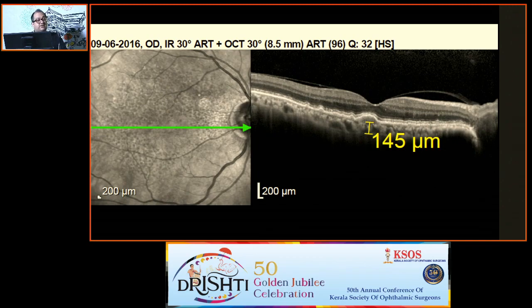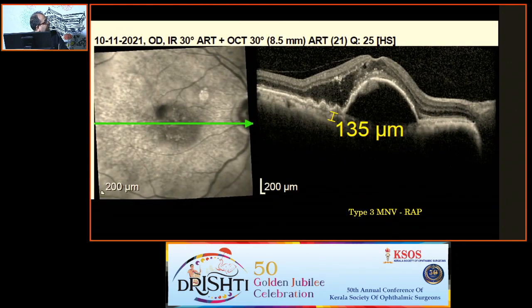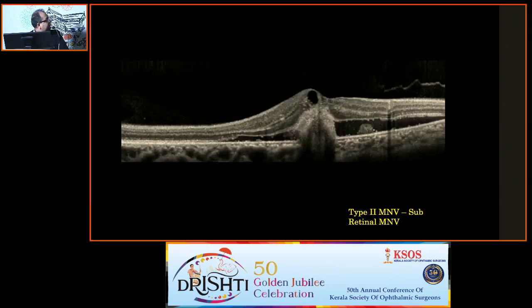Now, this is the scan which was taken in 2016, which shows only small drusenoid deposits, and shift over to 5 years, you see extensive large fibrovascular PED with serous macular detachment, with intraretinal fluid, hyperreflective dots, suggestive of type 3 macular neovascularization, or as it is known as RAP.